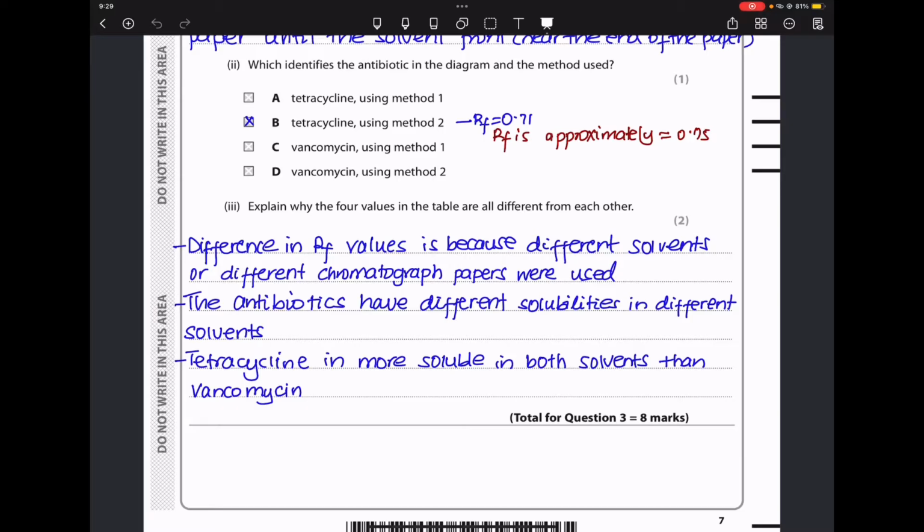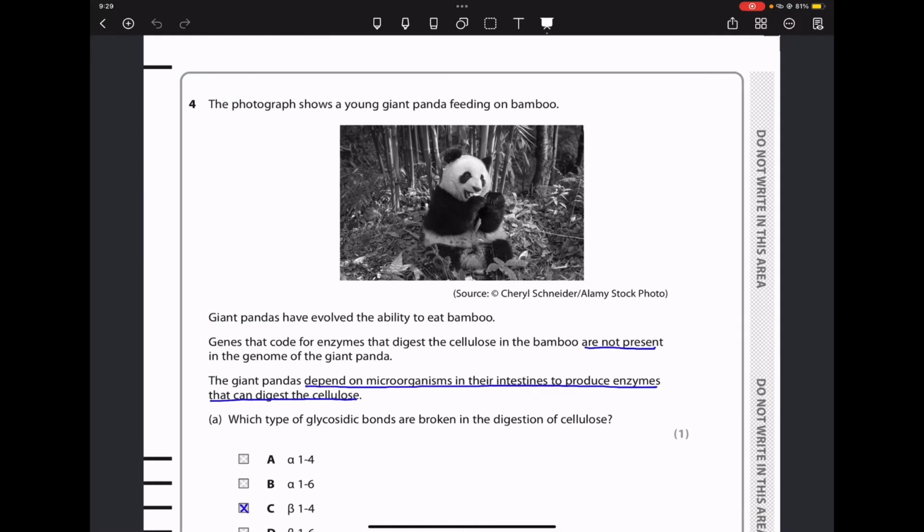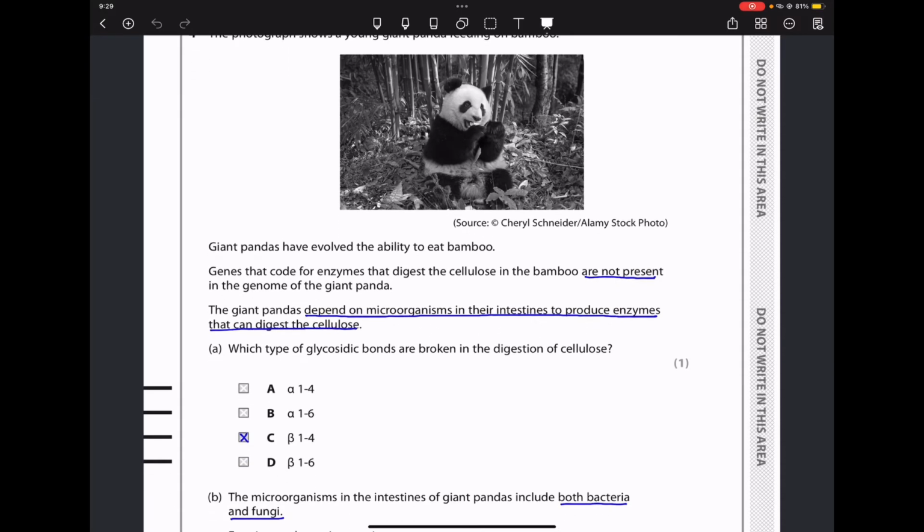So this brings us to the end of question 3. Let's continue to question 4. Question 4, the photograph shows a young giant panda feeding on bamboo. So this is the panda. They say giant pandas have evolved the ability to eat bamboo.